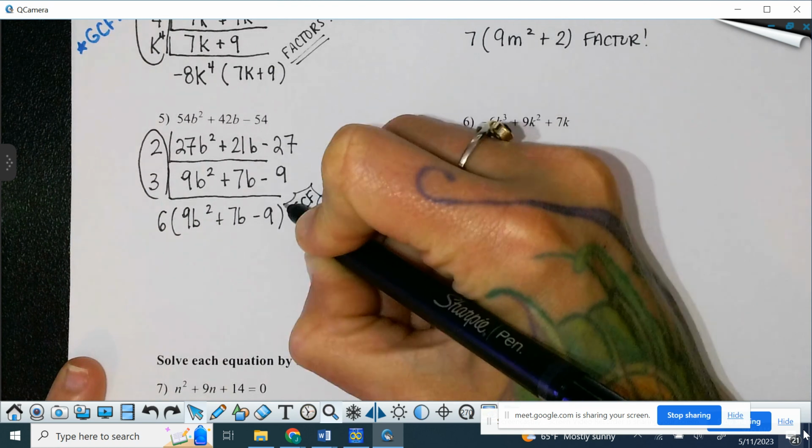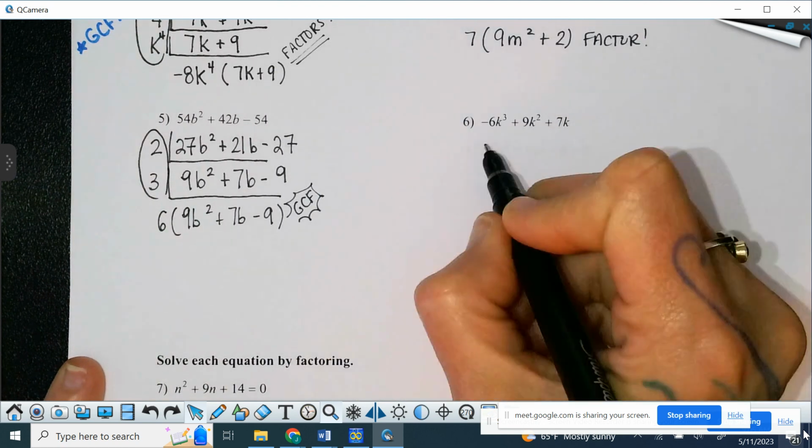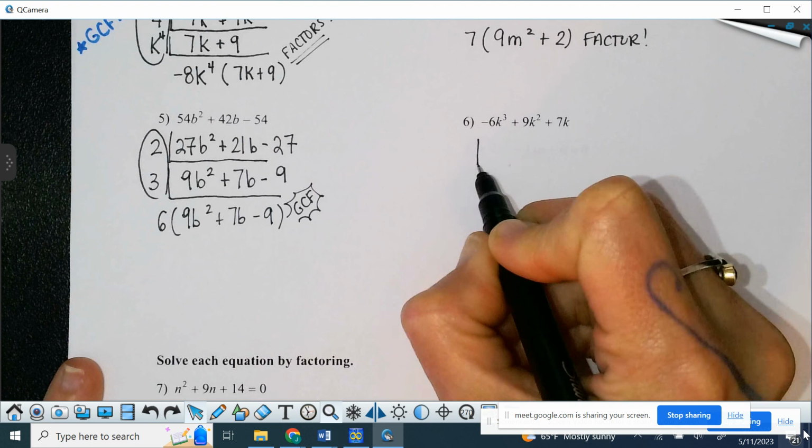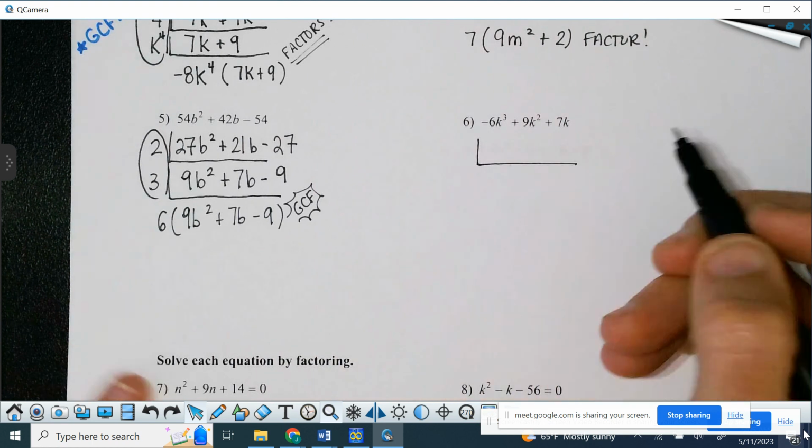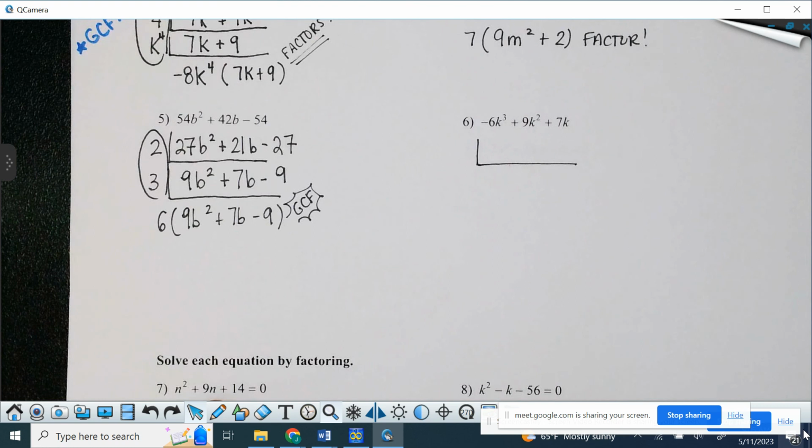All right, so if we're looking at our next guy over here, -6, +9, 7. Do we have a number in common other than 1 between -6, 9, and 7?